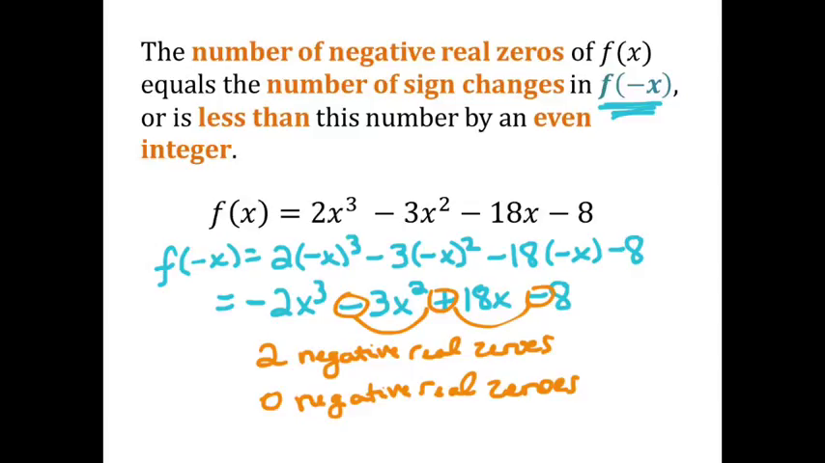So in summary, for this particular polynomial, we found out in the first half that it has one positive real zero. And then here we see that there are 2 negative real zeros, or there's 0 negative real zeros, which means we definitely have one positive root, and then we either have 2 negative roots, or we have no negative real roots, which would mean we would have 2 imaginary roots. Let's look at one more example.